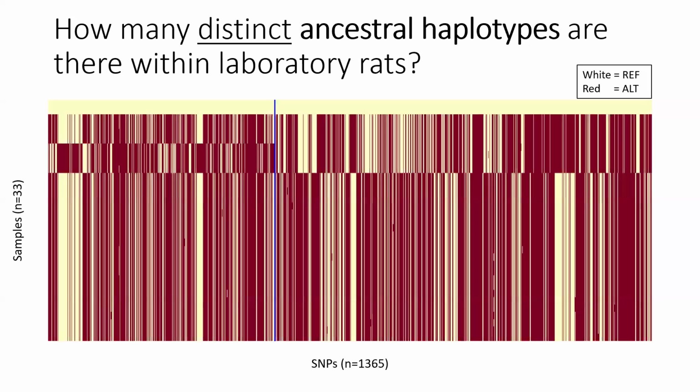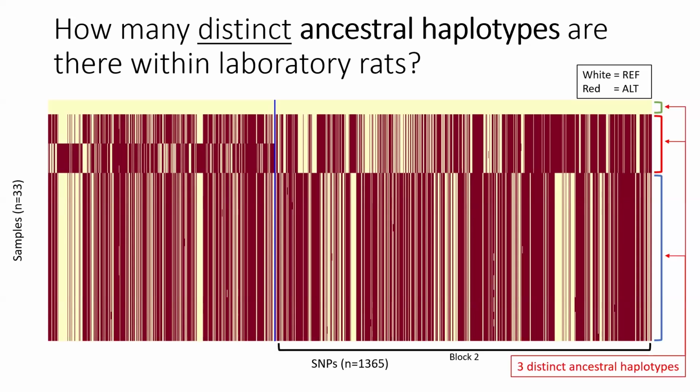The first thing I want to highlight is that despite having data from 33 strains, we don't see 33 individual patterns. Instead, for given regions, we usually only see a limited number of distinct ancestral haplotypes. For example, here on this block on the right, we only see three types of distinct patterns. And these are what we refer to as distinct ancestral haplotypes.